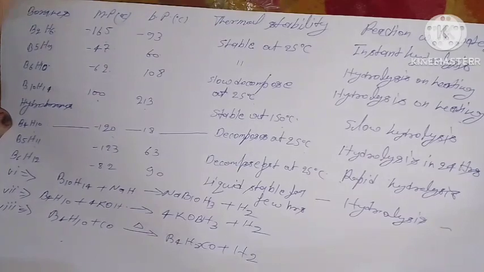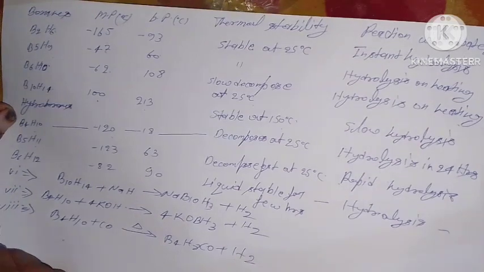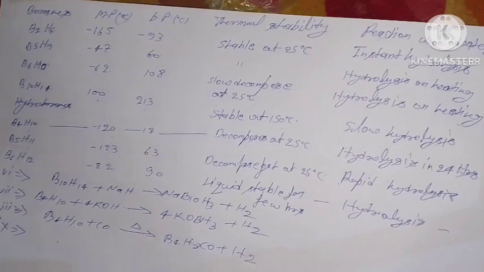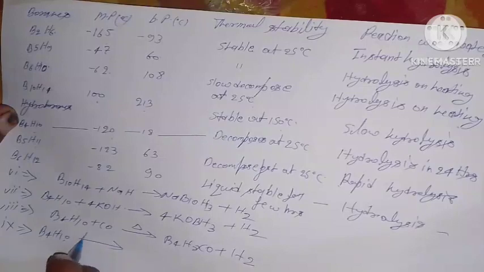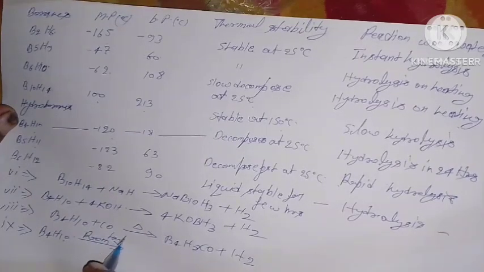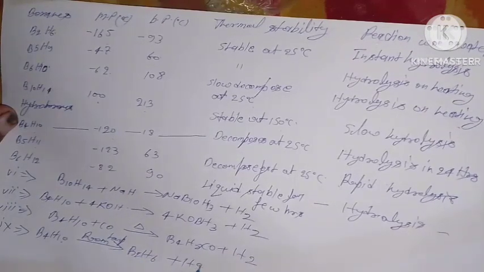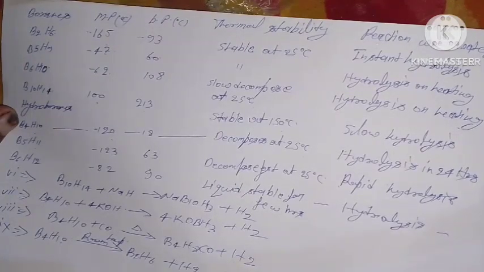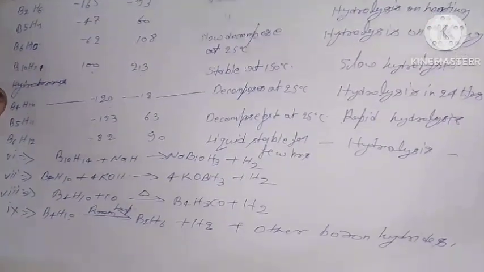Okay, next one. Tetraborane is very unstable and decomposes at room temperature. B4H10 at room temperature that makes B2H6 plus H2 plus other boron hydrides. Okay.